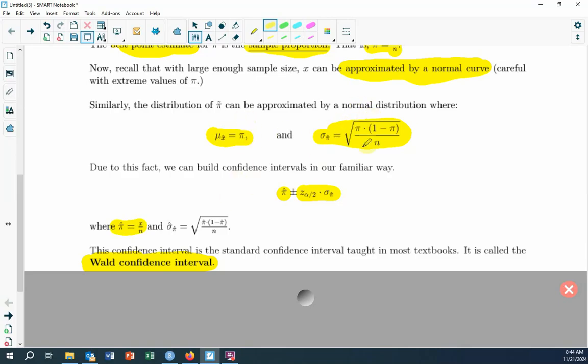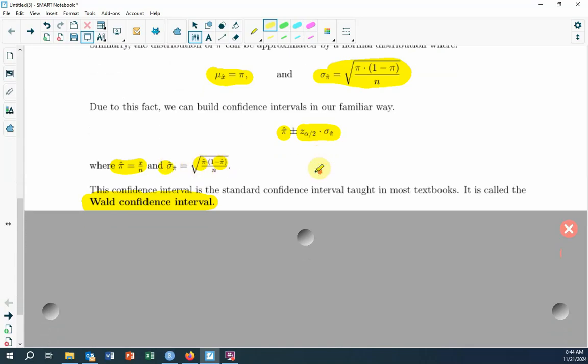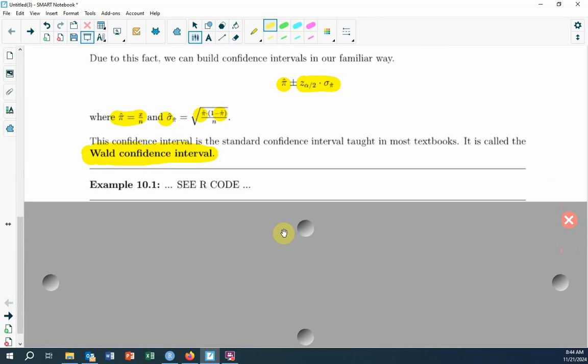So I'm going to have to use my estimates in this formula here to do the best we can. Now, whether that's a good or bad idea, we can discuss that later. But for right now, that's the best we can do. So we're going to estimate standard deviation using our estimates. Okay, so this is called the Wald confidence interval, and we can do some really quickly.